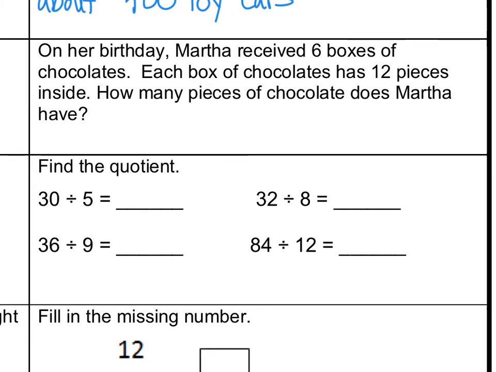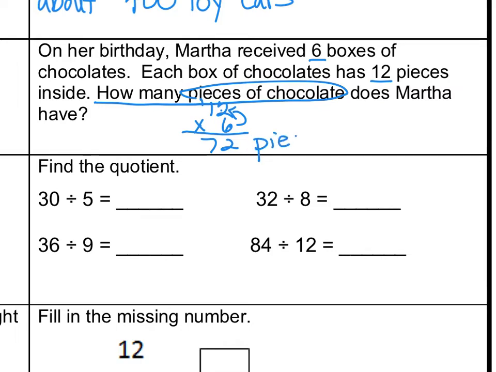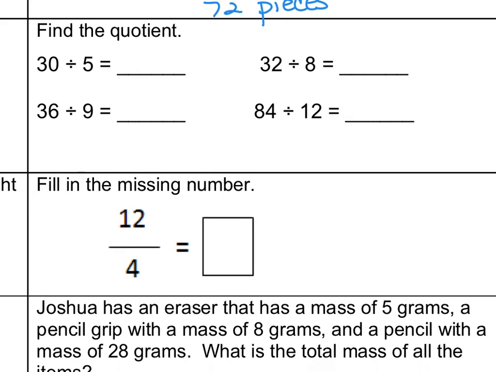On her birthday, Martha received 6 boxes of chocolates. Each box of chocolates has 12 pieces inside. How many pieces of chocolate does Martha have now? Well, she's got 6 boxes, and each box has 12 in it. So 6 times 2 is 12, and 6 times 1 is 6, plus 1 is 7. She has 72 pieces of chocolate. I'll just put pieces for now. You know it's chocolate.